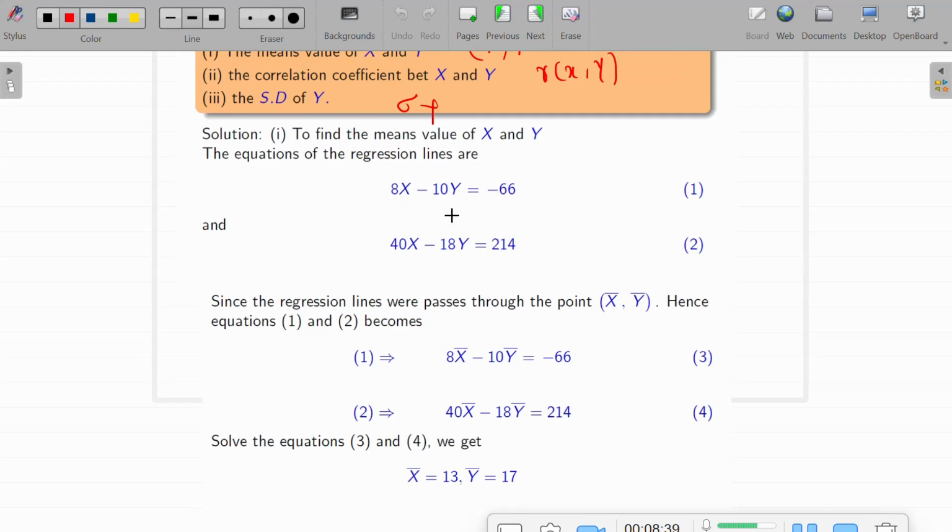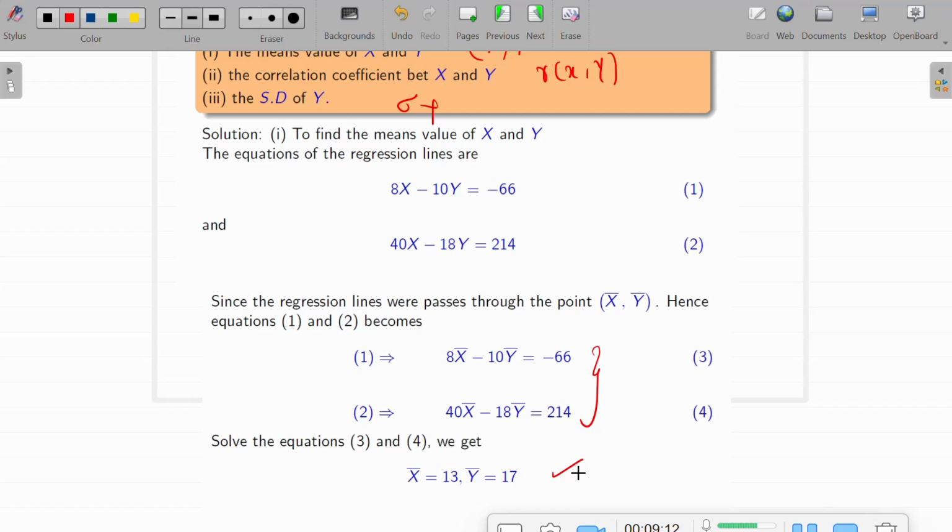So equation 1 will turn into 8x bar minus 10y bar is equal to minus 66, and 40x bar minus 18y bar is equal to 14. Now to find x bar and y bar, we'll solve these two equations. Once we solve, we get the means as 13 and 17. So x bar is equal to 13 and y bar is equal to 17. Right? So now we have completed the mean values of your x and y.